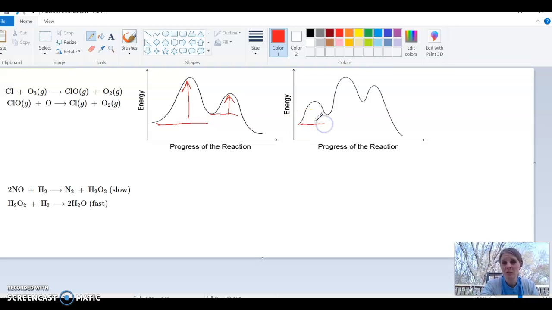The one on the right you can see has more bumps. Here's the first activation energy, the second, and the third. I can see the middle bump is the highest, so therefore it has the greatest activation energy. Therefore it's the rate determining step, or the slow step.